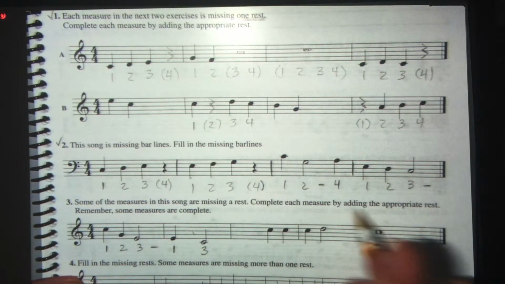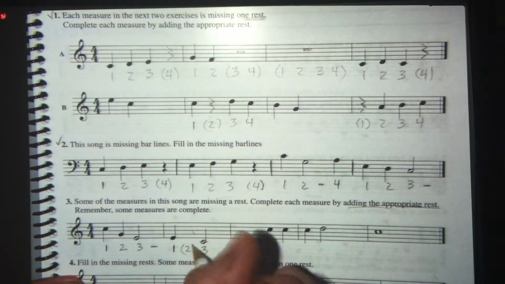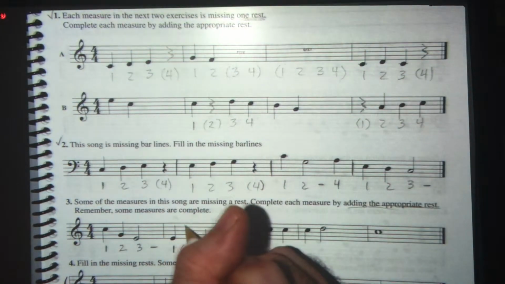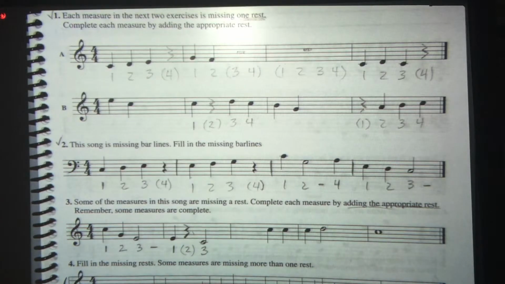It wants the appropriate rest. So we're only going to draw the rest. So we're missing a beat 2, something that gets a 1/4 rest. Well, that would be here. Only on beat 2. There you go.